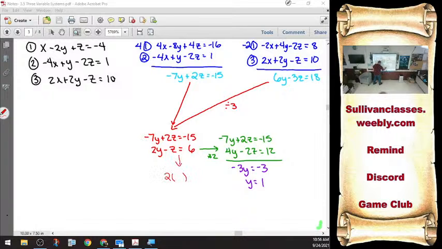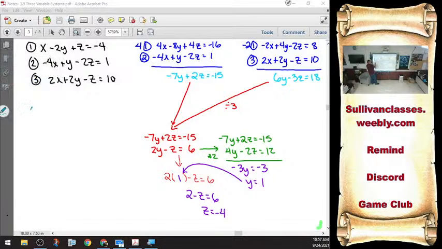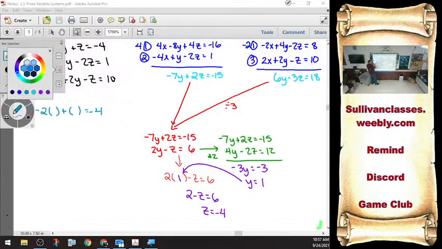Plug it back in. So I get 2 minus z is 6. Z is negative 4 again. All the way back to the beginning to solve for x. Take one of your originals. X minus 2 of those plus 1 of those is negative 4. Plug in those fellers.